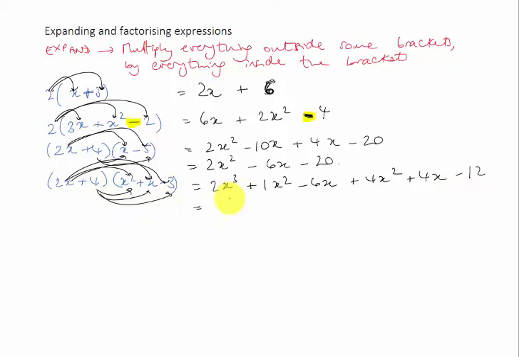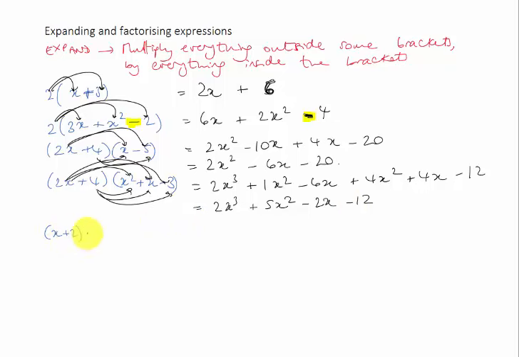And then again I can combine some of these, so that's 2x cubed is all on its own, but we've got 1x squared and 4x squared, so that gives us plus 5x squared, minus 6x plus 4x, that's minus 2x, then minus 12. Great. And finally, if we've got 3 brackets together, we can do just the same thing, just we need one more step to do it in.